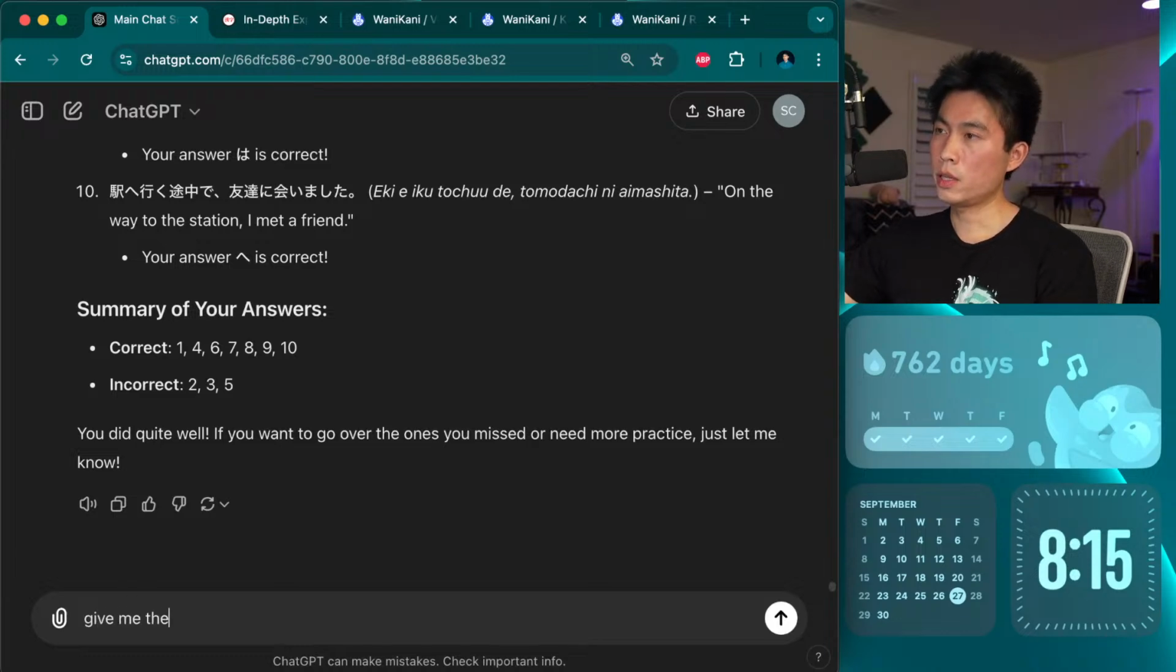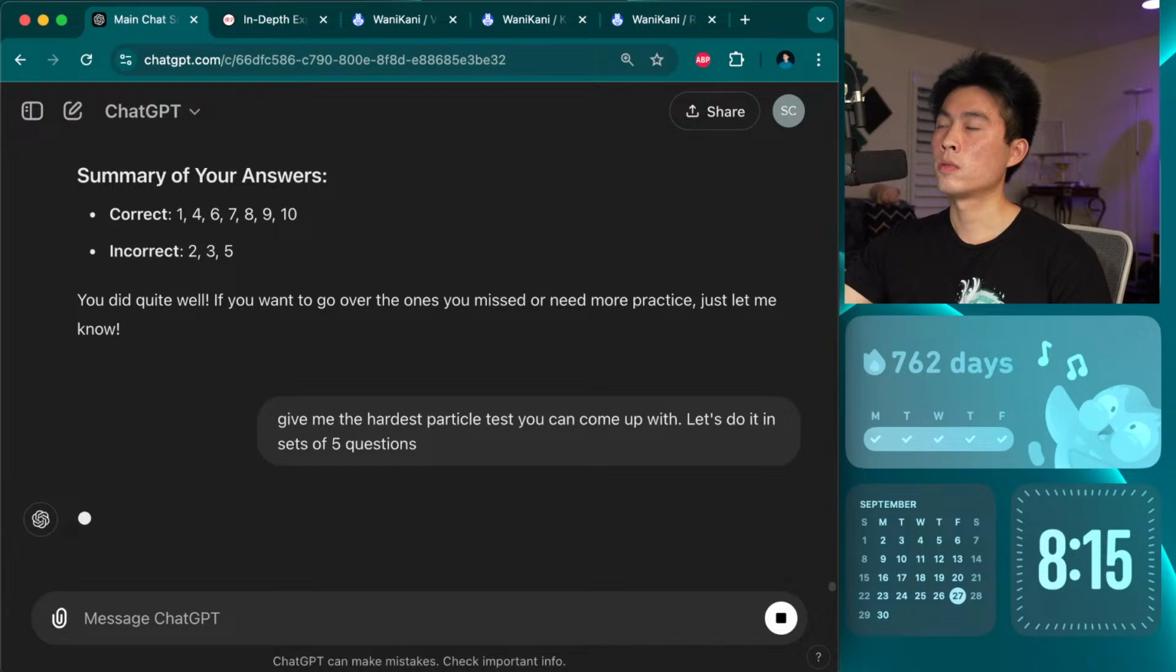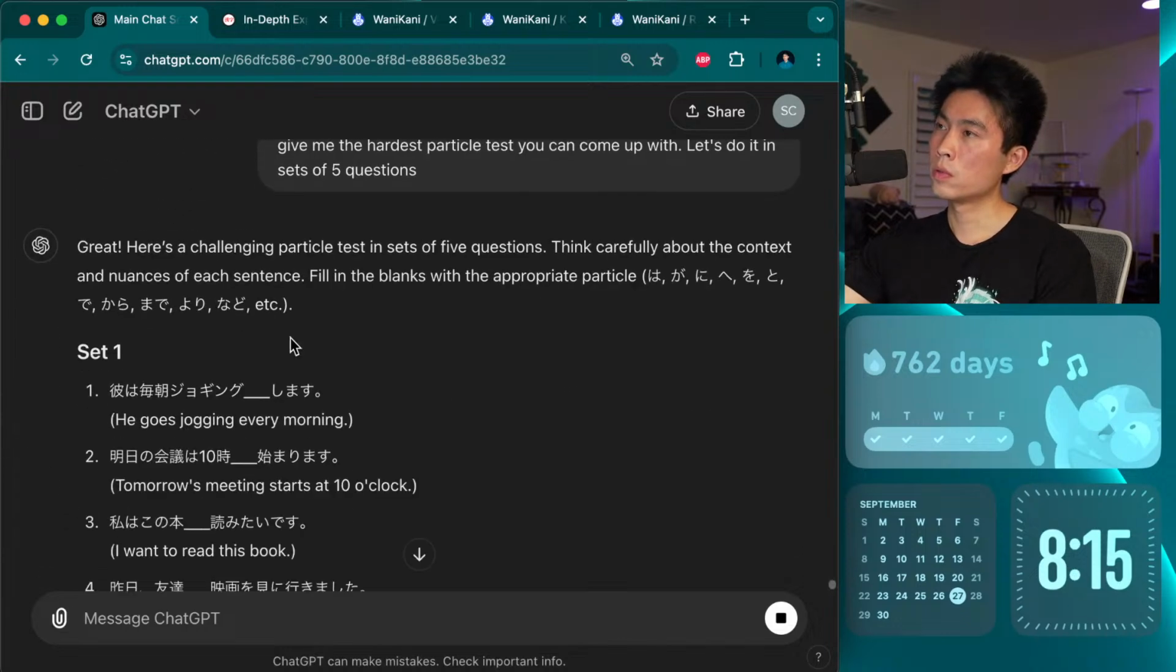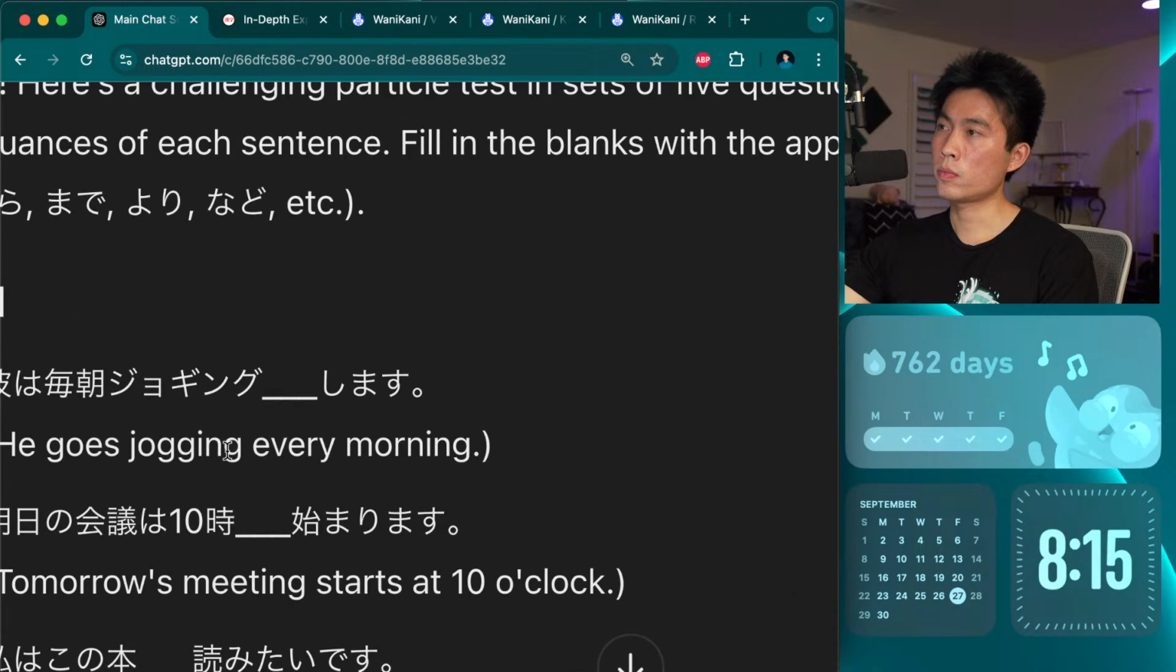Give me the hardest particle test you can come up with. Let's do it in sets of 5 questions. Test in 5. Think carefully about the context and nuances. Fill in the blanks with the appropriate particles.